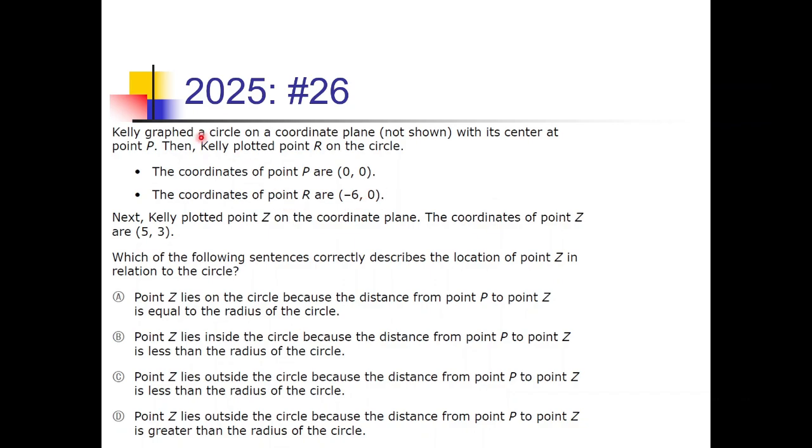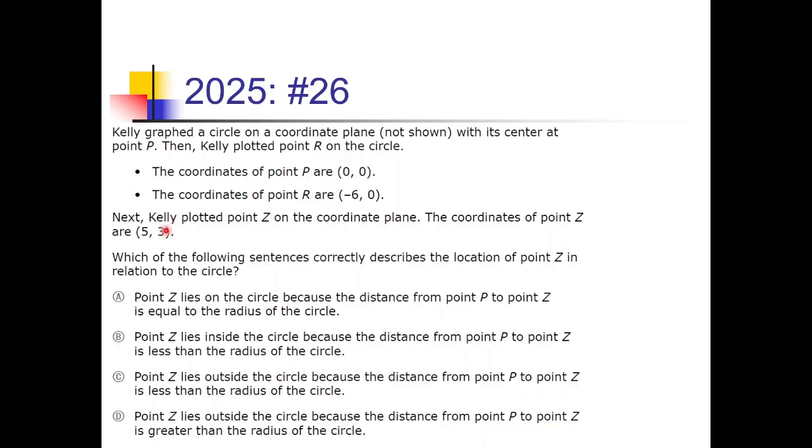For this problem, Kelly graphs a circle on a coordinate plane, and they're not showing any of this. The center is P, which is going to be 0, 0, so it's on the origin. And then Kelly plots a point R that is on the circle, and its coordinates are at -6, 0. Okay, so we have this circle at the origin and some point a little bit to the left of that is on the circle itself.